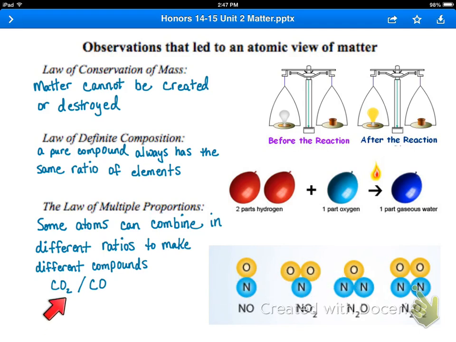We also can see CO2, which you might be familiar with, carbon dioxide. Carbon and oxygen can also form CO, which is carbon monoxide. Carbon dioxide is a gas, and it's safe. It's a byproduct of photosynthesis or respiration, and carbon monoxide is a deadly poisonous gas. Totally different properties, even though they're both made of carbon and oxygen, but the ratios are different.